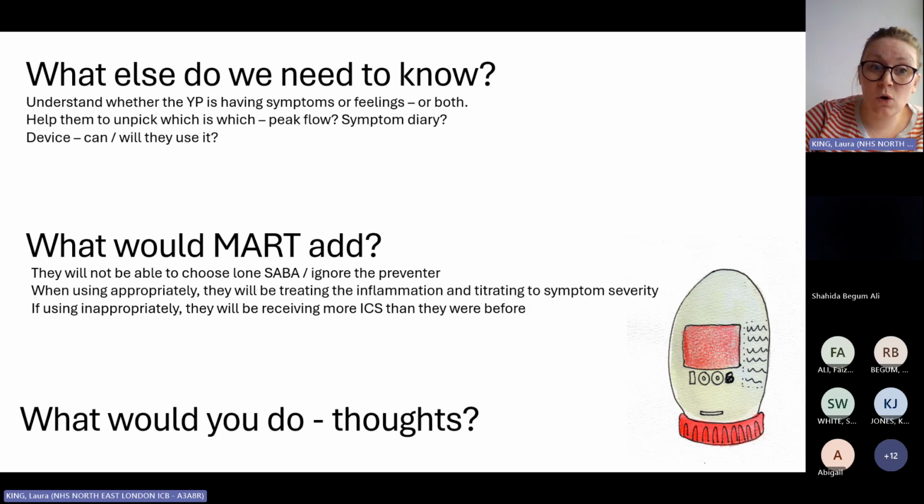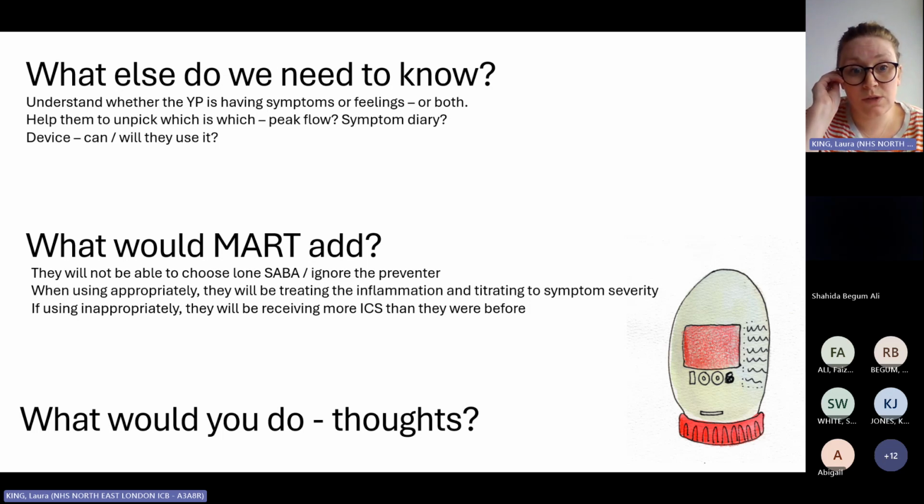And actually, the device they've got, can they use it? Will they use it? The spacer, I would say, is inappropriate. They're 12. They shouldn't be having a yellow mask. There are other options that would optimize therapy. What would MART add? So what they're doing, by the looks of it, and actually the real patient was doing this, is voting with their feet. They are choosing to use the salbutamol and to ignore the preventer.